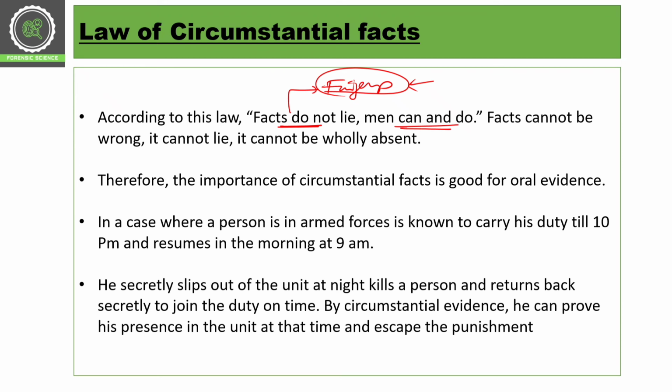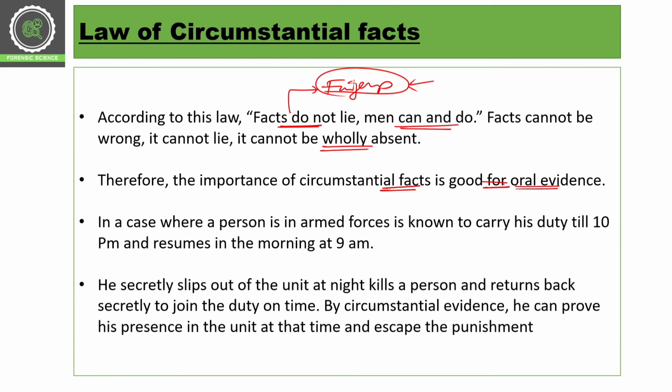Evidences never lie. If all the evidences are there and if all the evidences are against me, I cannot lie. That's why we depend on evidences. Facts cannot be wrong. They cannot lie. They cannot be wholly absent, right? Therefore, the importance of circumstantial facts and evidences is that they are good evidences.